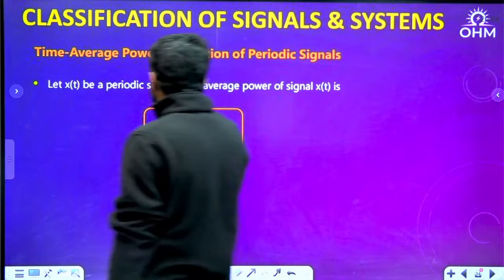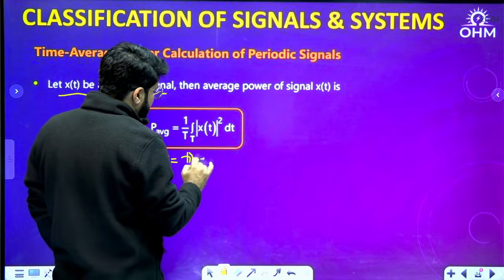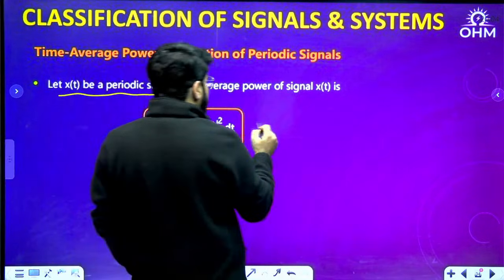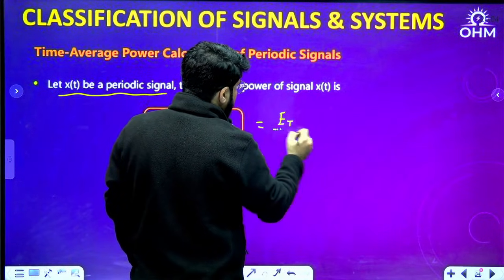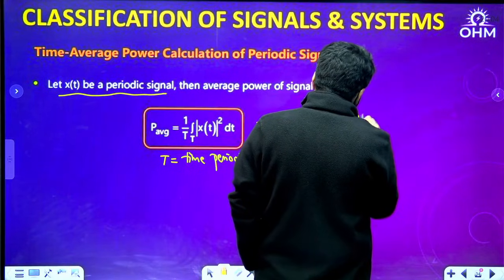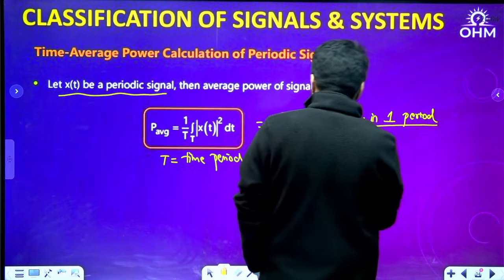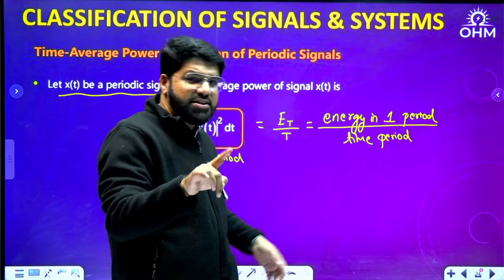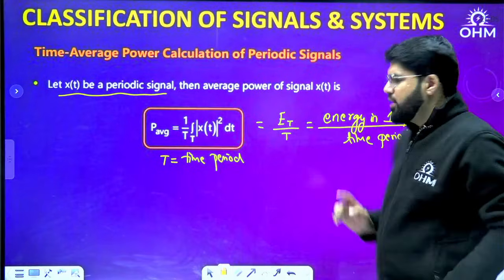And what is the power for a periodic signal? This one formula, I'm going to come to soon. For a periodic signal, average power is given by 1 upon T, where T is the time period, the fundamental period of the signal: 1 upon T integral over one time period of mod x(t) whole square dt. Let me simply call this formula E_T by T. What is meant by E_T here? E_T means energy in one period, and T means time period. So time scaling will affect the energy, and it will also affect the period; both cancel and the net power is not affected.